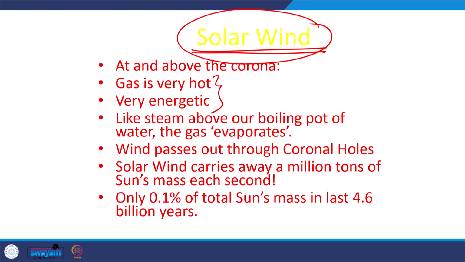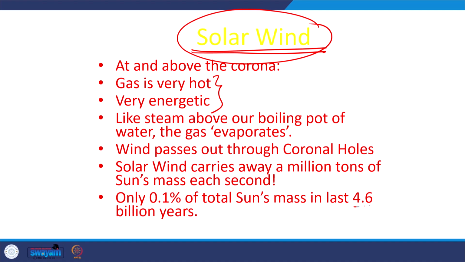So millions of tons or millions of kgs of mass will still be not so much. If you take the sun's mass in the last 4.6 billion years, if you consider the sun's age so far to be 4.6 billion years, only 0.1% of the total mass has escaped via solar wind from the sun. So considering the mass of 10 to the power of 30 kg.